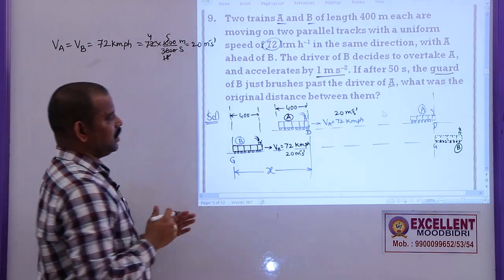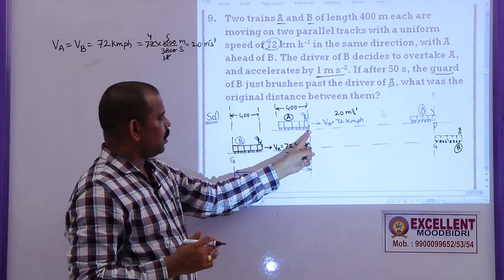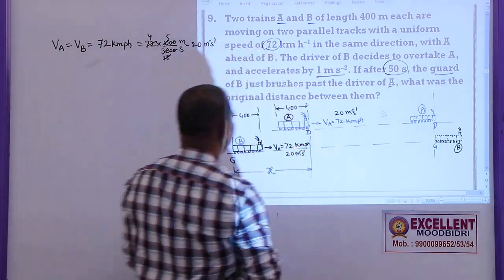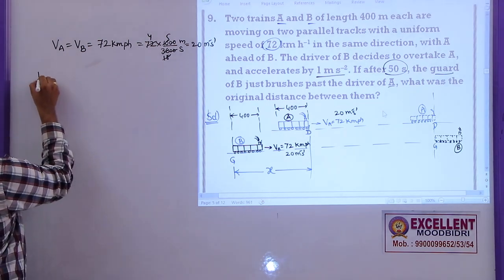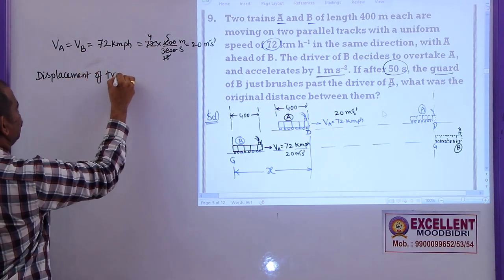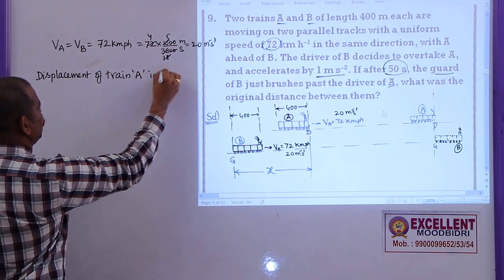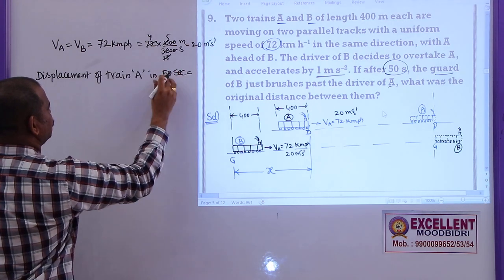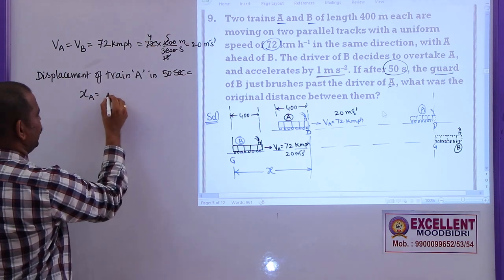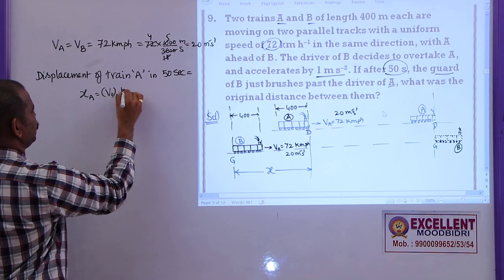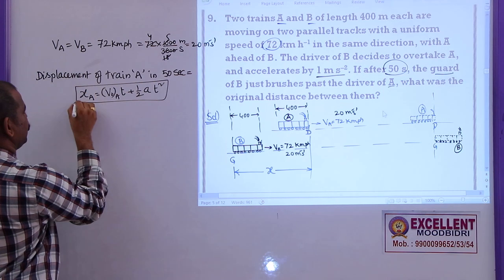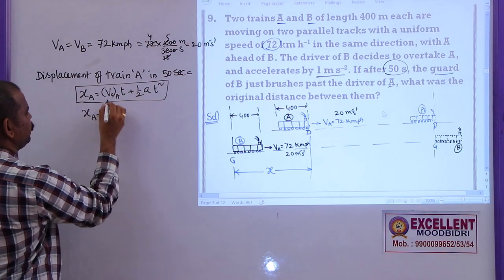Then, what is the distance travelled by the driver of this train in 50 seconds? Because after 50 seconds, the guard is brushing past the driver. So, now let me find out the displacement of train A in 50 seconds. So, x A, that is displacement of A, is given by V naught A t plus half A t square. This is the formula.